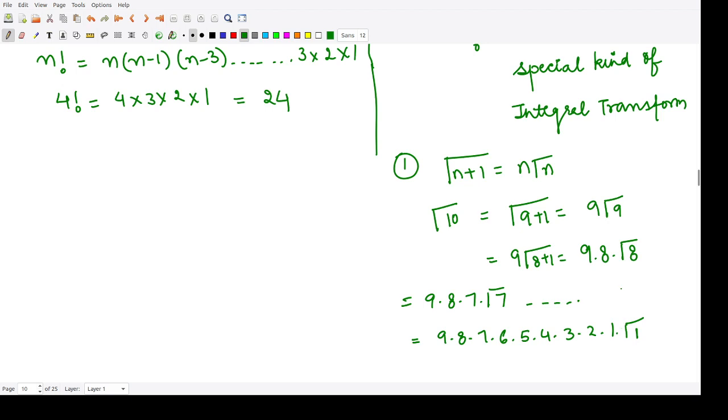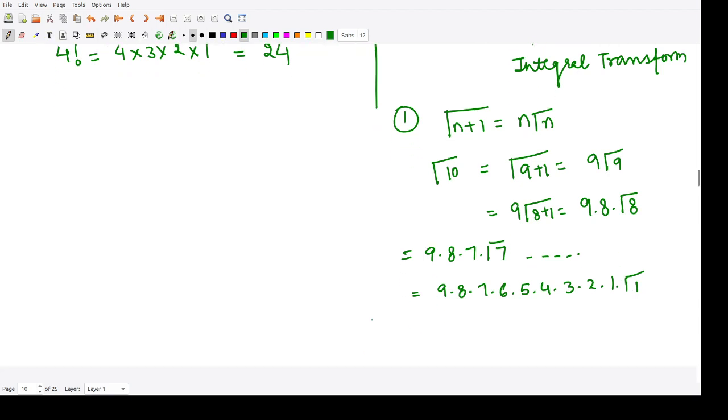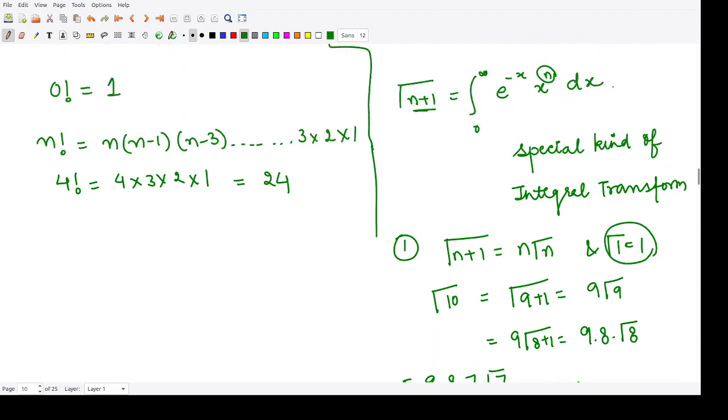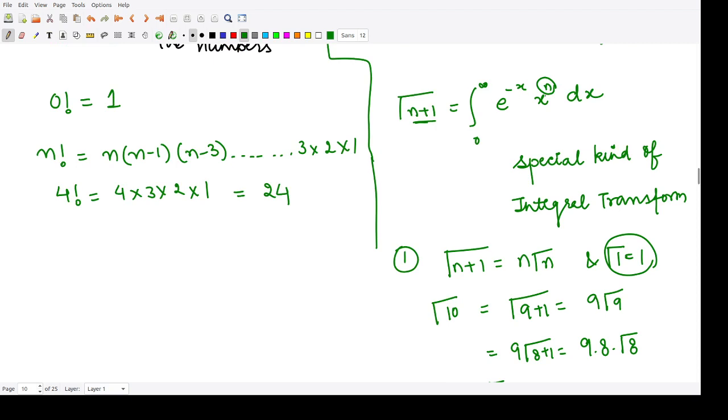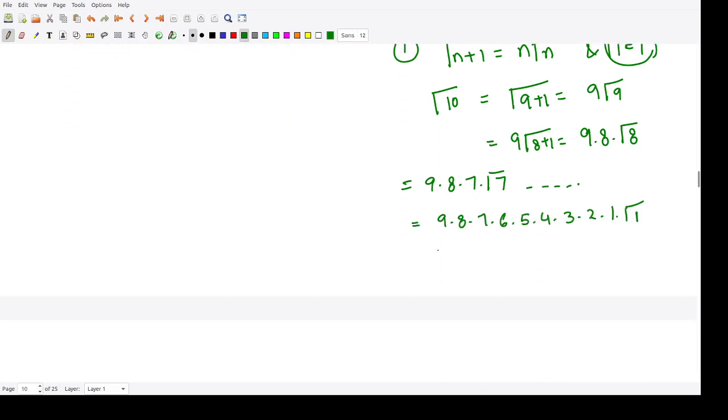This is the quantity that we obtain, and the value of gamma 1 is nothing but 1. You can check this when you substitute n equal to 0 here. Then x raised to power 0 is 1, so you only perform the integration of e to the power minus x from 0 to infinity, and that comes out to be 1. So gamma of 1 is 1. Eventually this becomes 9 into 8 into 7 into 6 into 5 into 4 into 3 into 2 into 1, which is nothing but 9 factorial.